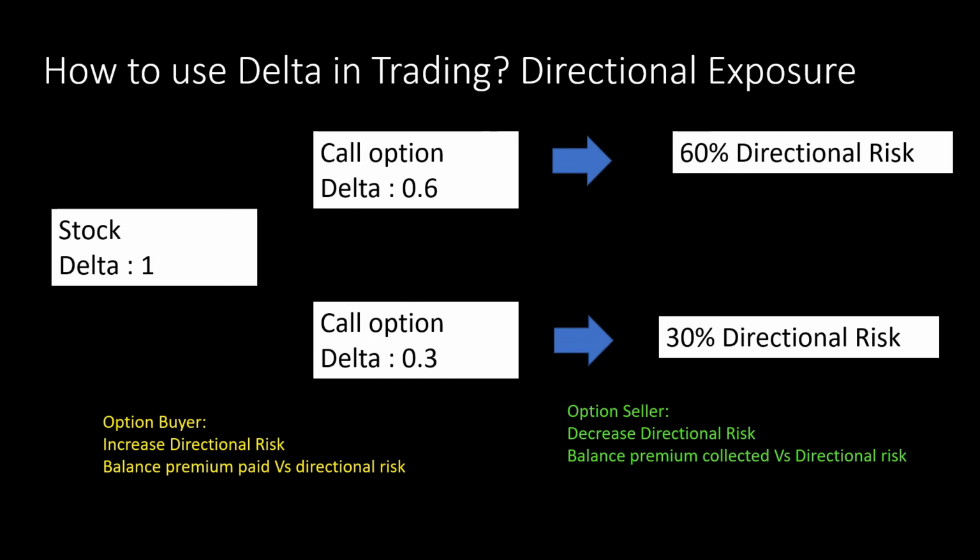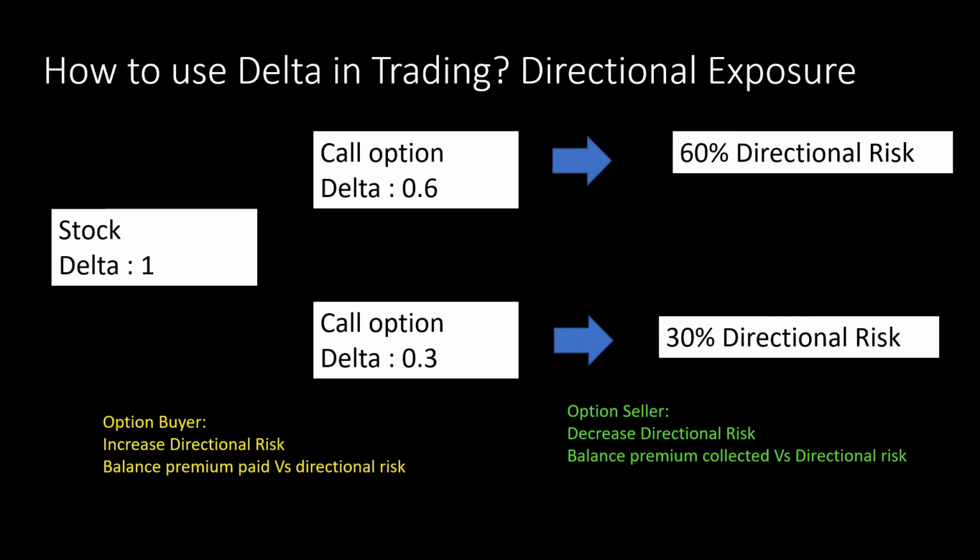The answer is no. As an option buyer, you need to find a balance between premium paid and the directional risk. Call options with higher absolute delta will command significantly more premium, or you need to pay a lot of money to buy options which have high delta. So you need to find the balance between the premium paid and the directional risk.